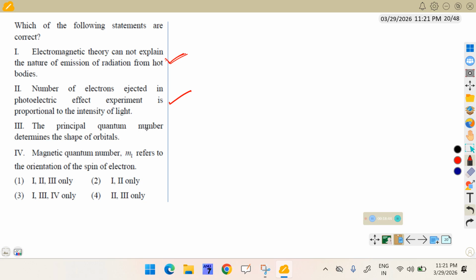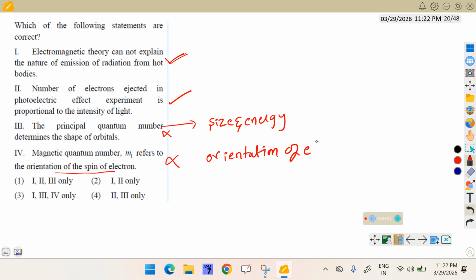Principal quantum number determines shape of orbital. Wrong. Principal quantum number determines size and energy of orbital. Magnetic quantum number refers to orientation of the spin of electron. No, wrong. It just determines orientation of orbital, not spin of electron. So first statement and second statement are correct.